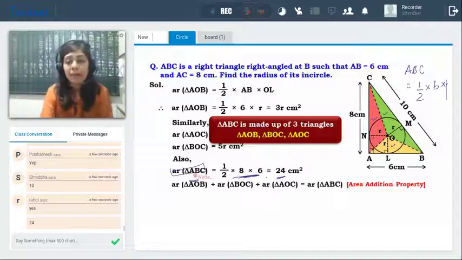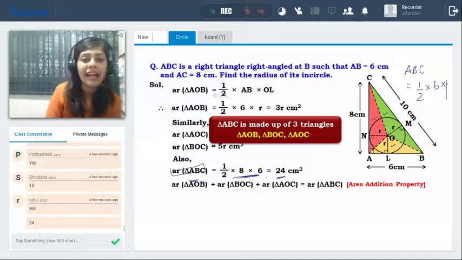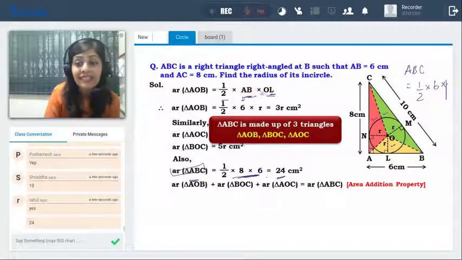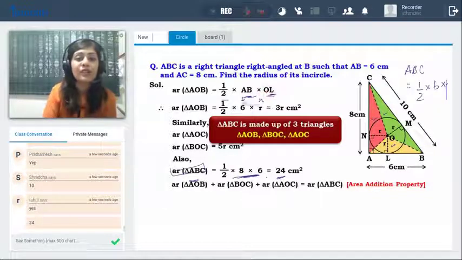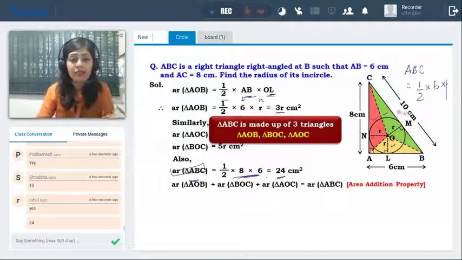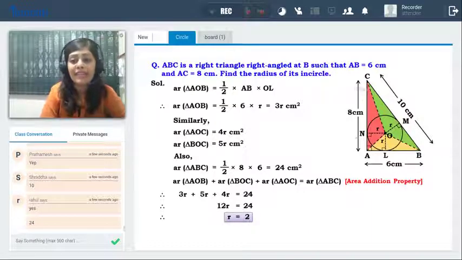Now, why are we taking that? Pay attention, students. Let's look at AOB. AOB has OL perpendicular to AB. Yes, we have a height and we have a corresponding base AB. So can I write AOB as half into AB into OL? Yes, definitely. AB is the base and OL is the height. Let's quickly substitute. AB is 6 and OL is the radius. So what do we get? Half into 6 into R is 3R. Similarly, BOC is going to be half into 10 into R, which is 5R. And similarly, AOC will be half into base 8 into height R, which is 4R.